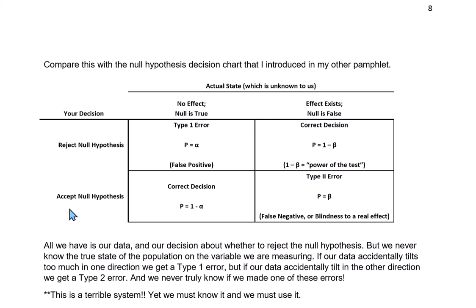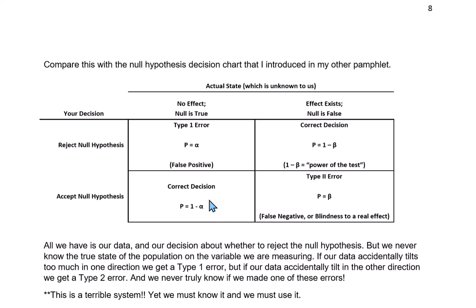Now going down here, we see that the other option in our decision making is that we accept the null hypothesis. If we accept the null hypothesis when in fact the null hypothesis is true, then we will have made a correct decision, and the probability of this is 1 minus alpha. In other words, 95%.